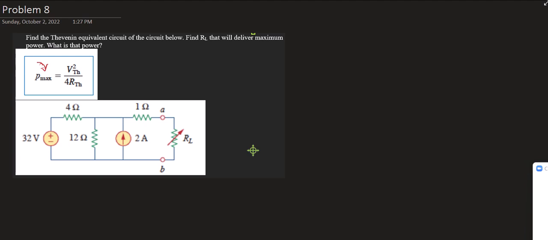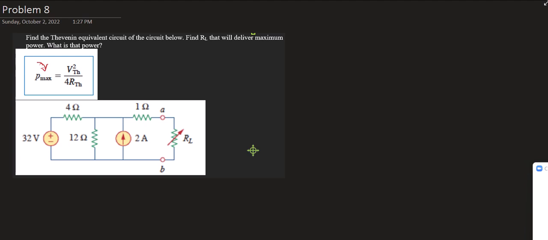So what this diagram is showing is that we have a circuit, and to the left of A and B, it's some circuit, and we want to simplify it to a Thevenin circuit. And to the right of it is some changeable resistance, and it can be anything. And we're just saying, well, what resistance would it be in order to have maximum power? And so our first goal is to find the Thevenin equivalent of this.